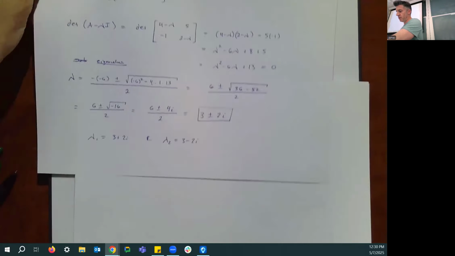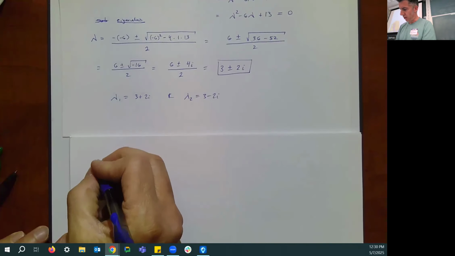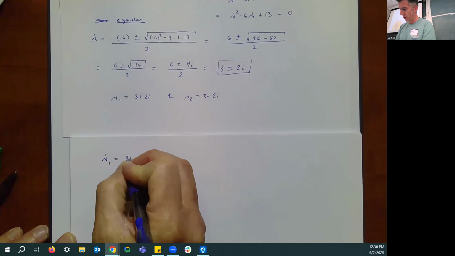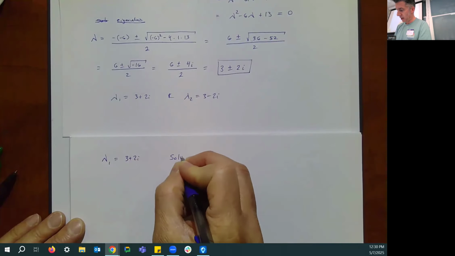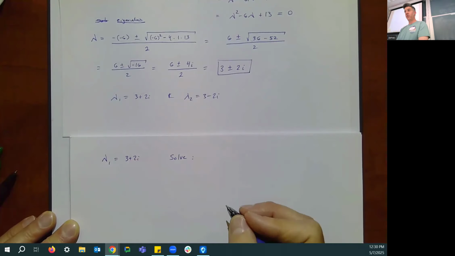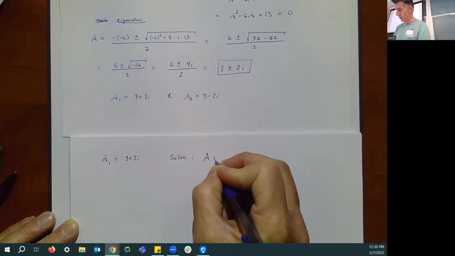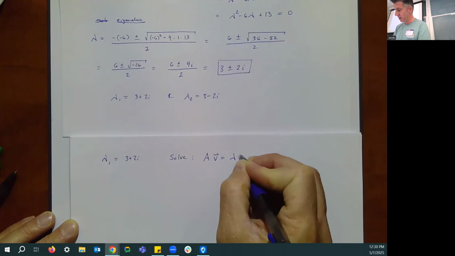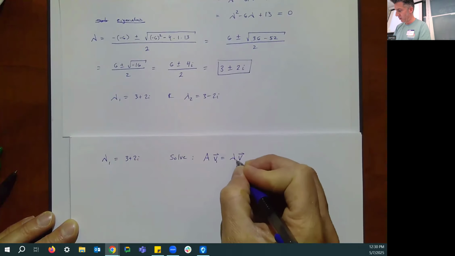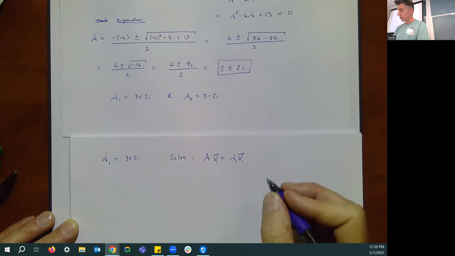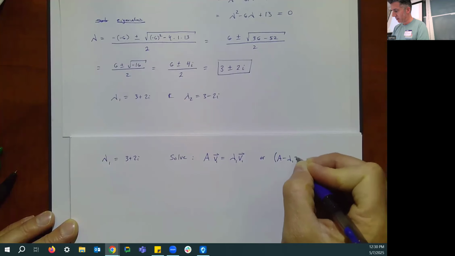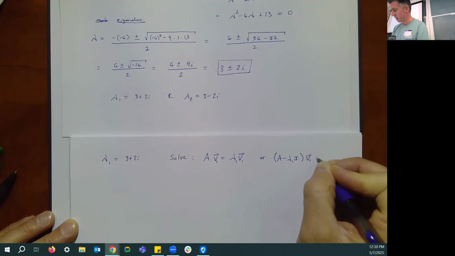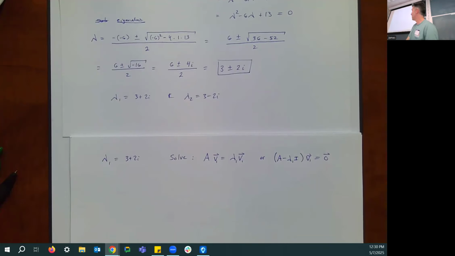So using the first eigenvalue, lambda 1 equal to 3 plus 2i, now we're trying to solve, and you have a choice. You can either try to solve A times v equal to lambda times v, and I guess you could label these as v1, lambda 1 and v1, or if you prefer, A minus lambda 1 times the identity matrix times your eigenvector equal to the 0 vector. Either choice is perfectly reasonable.